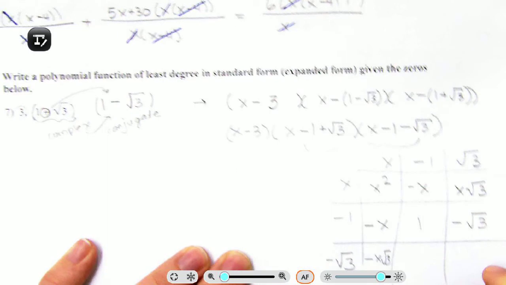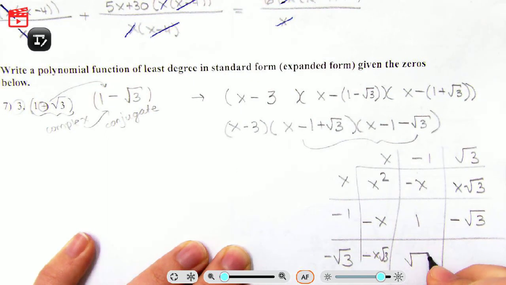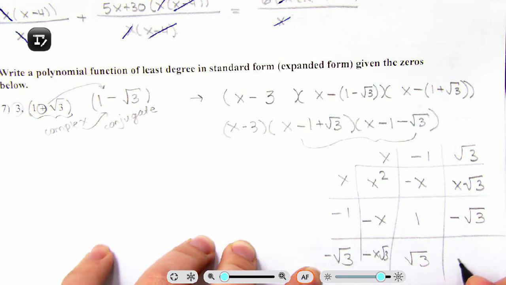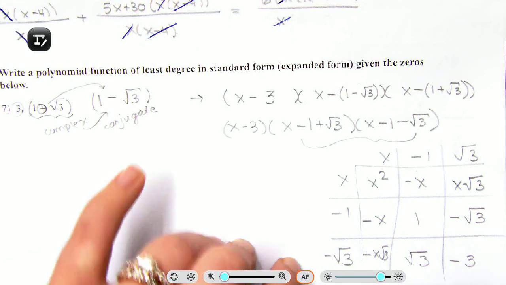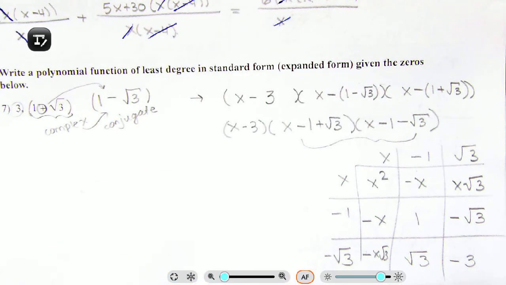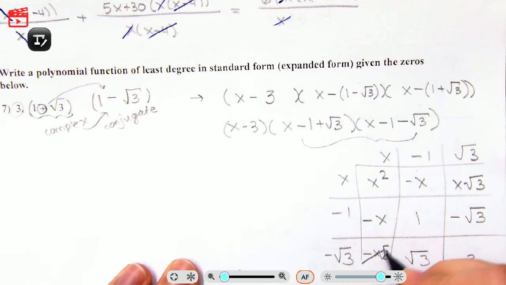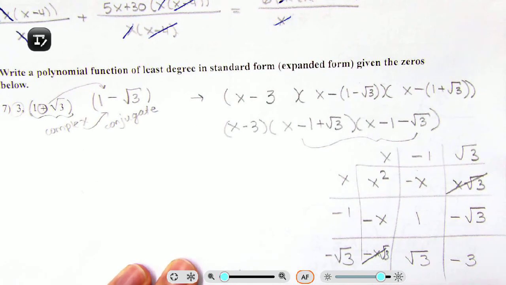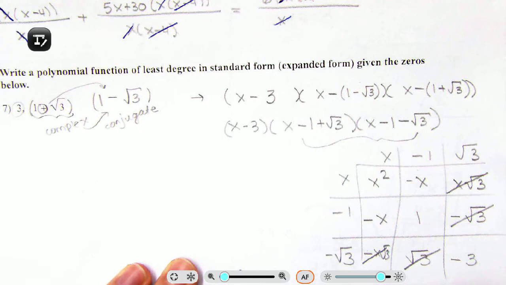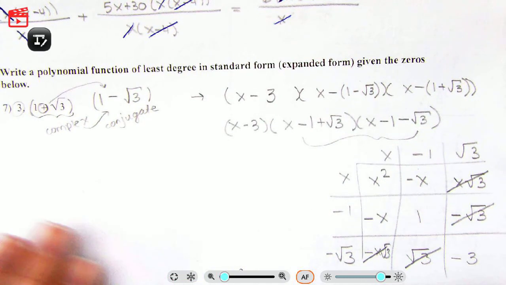Ooh, almost ran out of room there. This is root 3. And what do we have here? A negative times a positive is a negative. And then root 3 times root 3, that is, in fact, 3. Okay, so now, again, because they are conjugates, things will cancel out. So I have a negative x root 3 and an x root 3. I have a negative root 3 and a positive root 3. Looks like that's the only thing that cancels out.